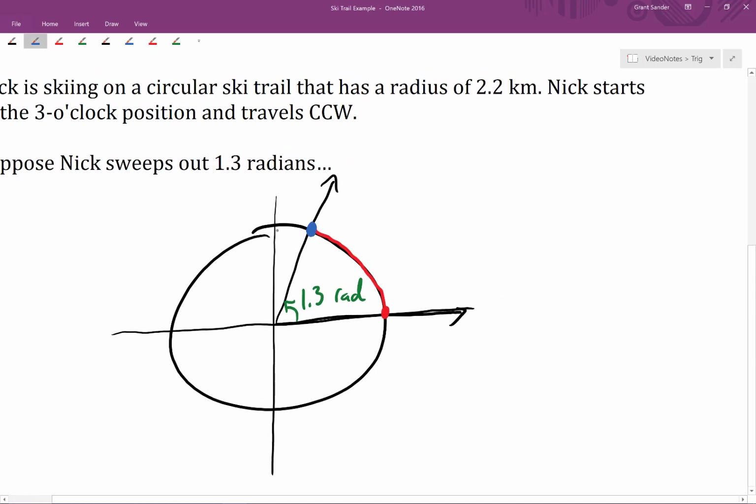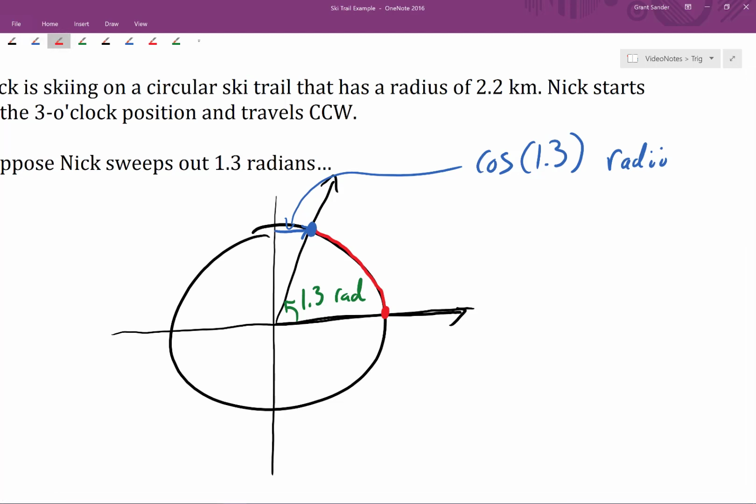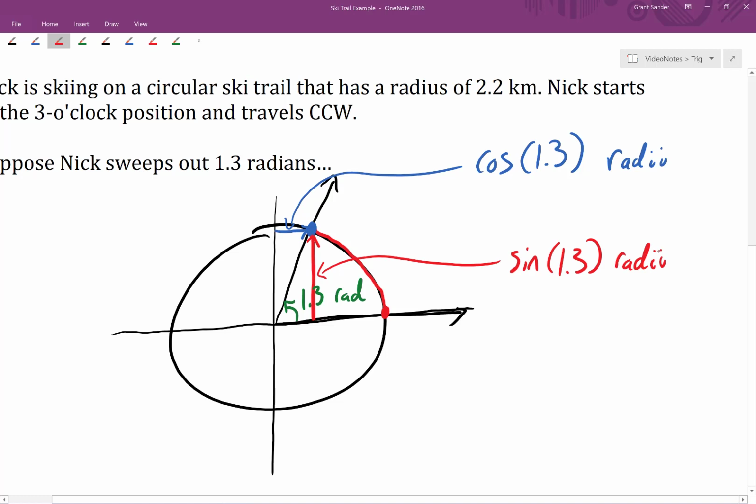So as an example, if we look at Nick's horizontal distance to the right of the center of the ski trail, then that horizontal distance is cosine of 1.3 radius lengths. So cosine of 1.3 tells us that horizontal distance measured in radius lengths, or radii for short. And on the other hand, if we wanted to look at his distance above the center of the ski trail, then that distance would be sine of 1.3 radius lengths. So radius length is kind of a cool unit of measure, but probably not something you would use to communicate an actual distance in the real world.